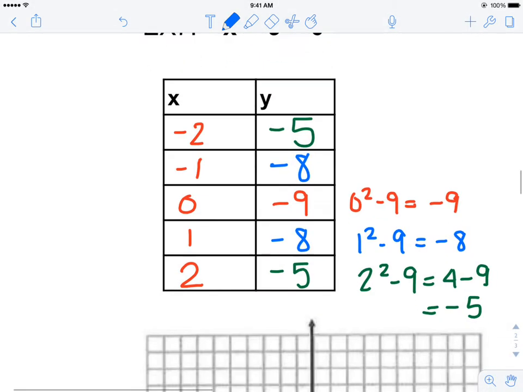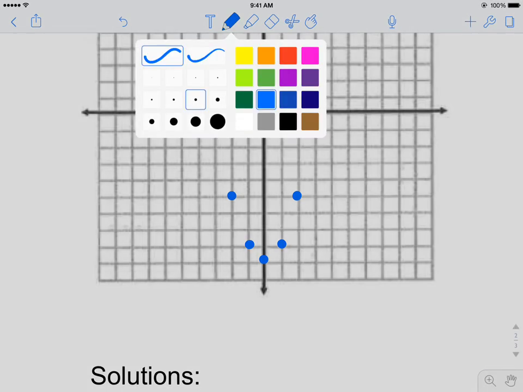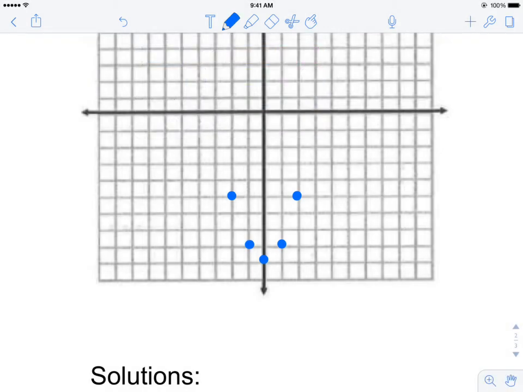Now I'm going to plot those points on my graph, and I'm going to get a graph that looks like this. -9, -8, and looks like this. So now I'm going to sketch in my points, and it's going to look something like this.